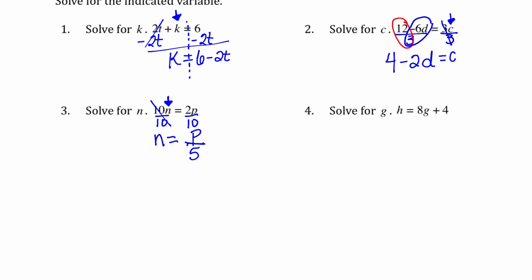All right, last one. Now we're going to solve for g. How do I isolate the g? What do I need to do first to get it by itself? Divide. No. Too soon for that. Subtract 4. Subtract 4. So no, not with h.